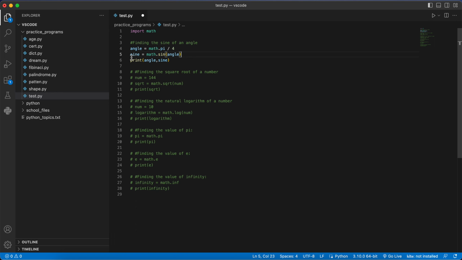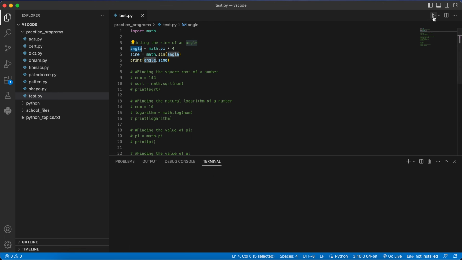Let's try to find the value of sine. The math module provides us various trigonometric functions that can be used to perform mathematical operations. So finding the sine of an angle, here's how to find it. We are declaring a variable, and we are writing math.sin and angle. In this variable, we are taking pi and dividing it by 4. So it is giving us around 45 degrees.